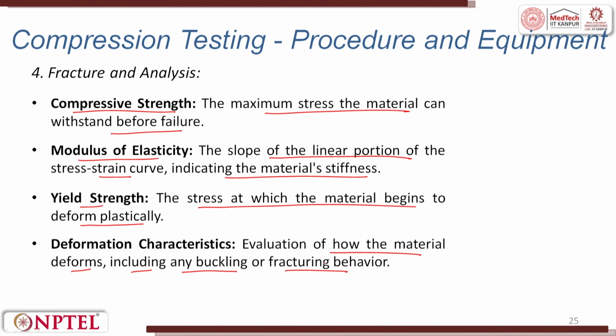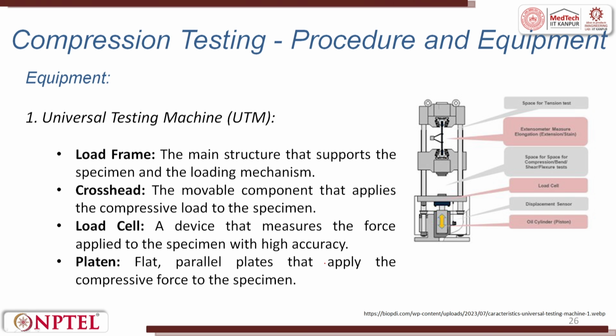So, these are all obtained while we conduct the compression test on the same equipment, the universal testing machine, which I explained in the previous lecture. It has a load frame, a cross head, a load cell, and a platen, but it does not have a grip. You can see in the figure there are platens, but no grip. The cross head, load frame, and load cell are already there.